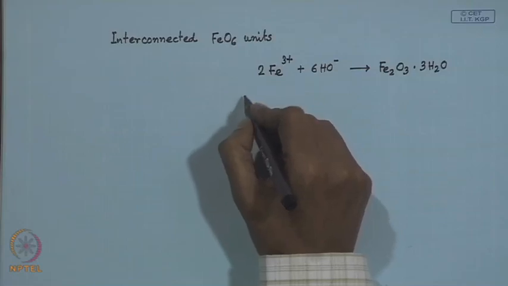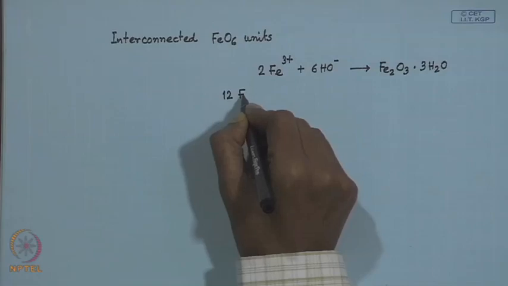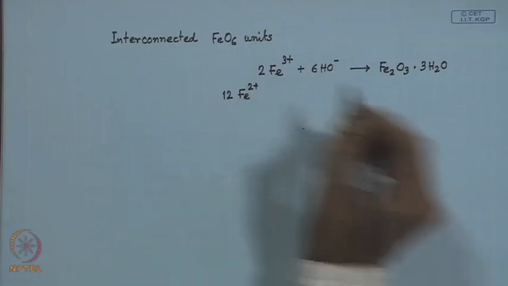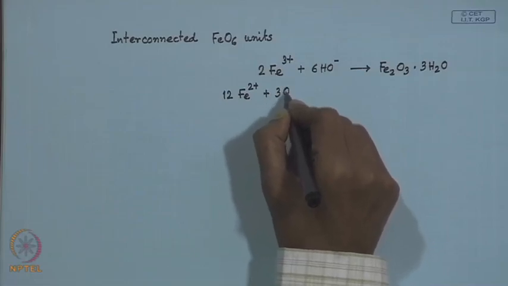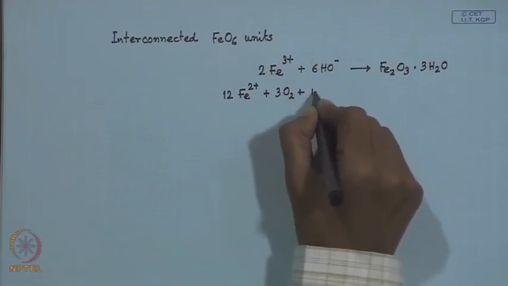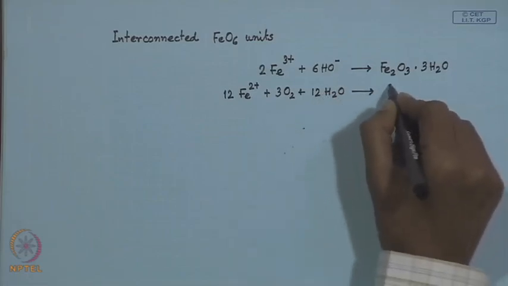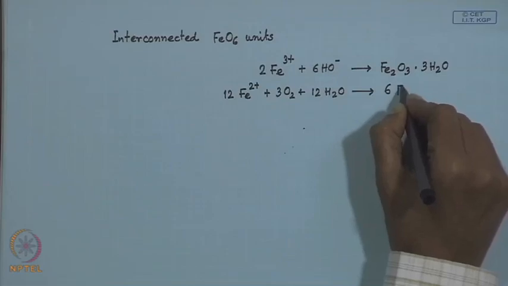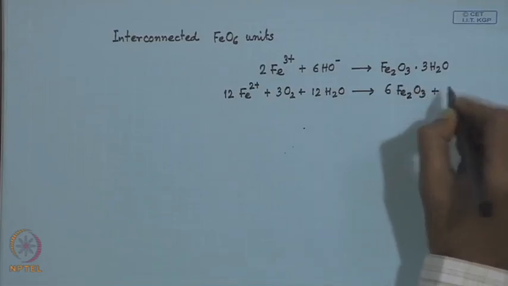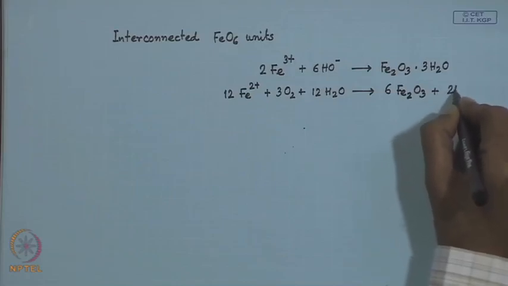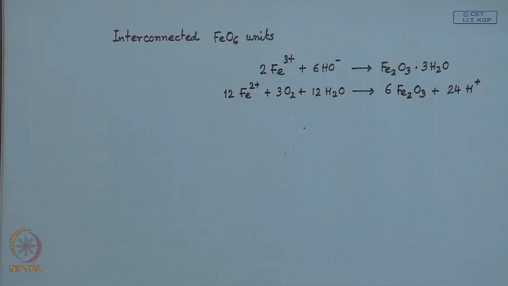Or at the early stage of core formation, we can also utilize the ferrous ion, and the ferrous ion can be oxidized by the dioxygen of air, and in the presence of water molecules, sufficient water molecules are there to give us again the ferric oxide with liberation of a large number of protons, which is very important.